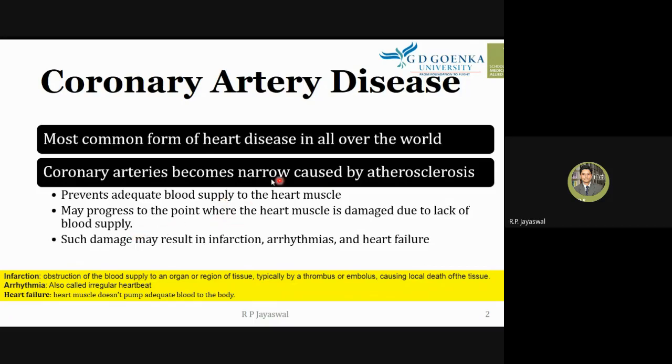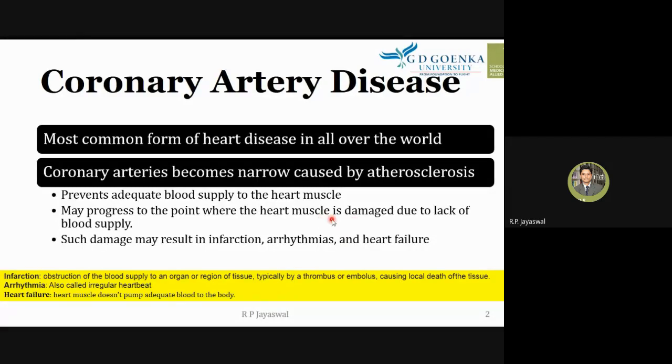This becomes severe, to the point where the heart muscle becomes damaged due to the lack of blood supply. At the point where there is no blood supply to the heart muscles, the heart muscle cells will not get blood, oxygen, or nutrients, and because of that the heart cells will die, and that is what we call heart muscle damage.